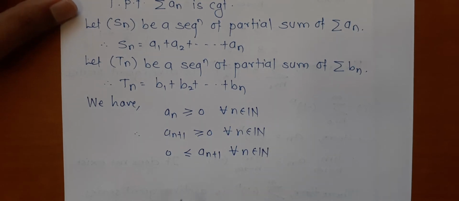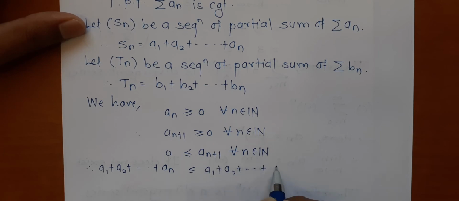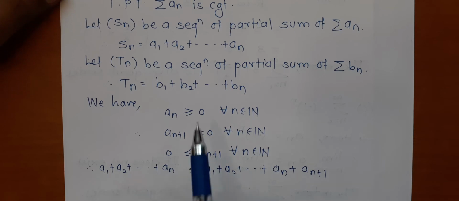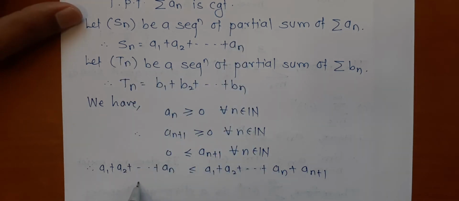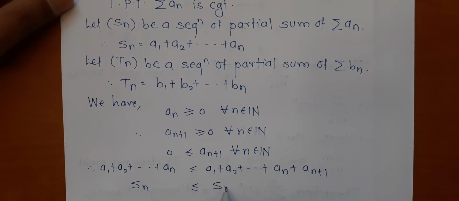After that, what will I do? I will add the first n terms on both sides. I am adding a1 plus a2 plus and so on up to a_n to this 0. On this side also I will add a1 plus a2 plus and so on, up to n, and this a_(n+1). Do you know this one, a1 plus a2 plus up to a_n? Yes, we have called it S_n. So S_n is less than or equal to, and we are adding the first n plus 1 terms, so this is S_(n+1).